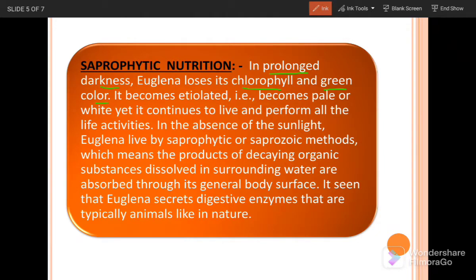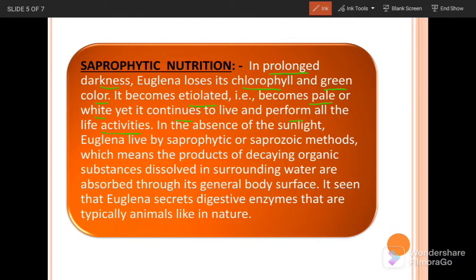Why will the chlorophyll be lost? If there is no sunlight or prolonged darkness, what will happen? How will it get its food? It becomes etiolated, that is, pale or white in color, yet it continues to live and perform all the life activities.